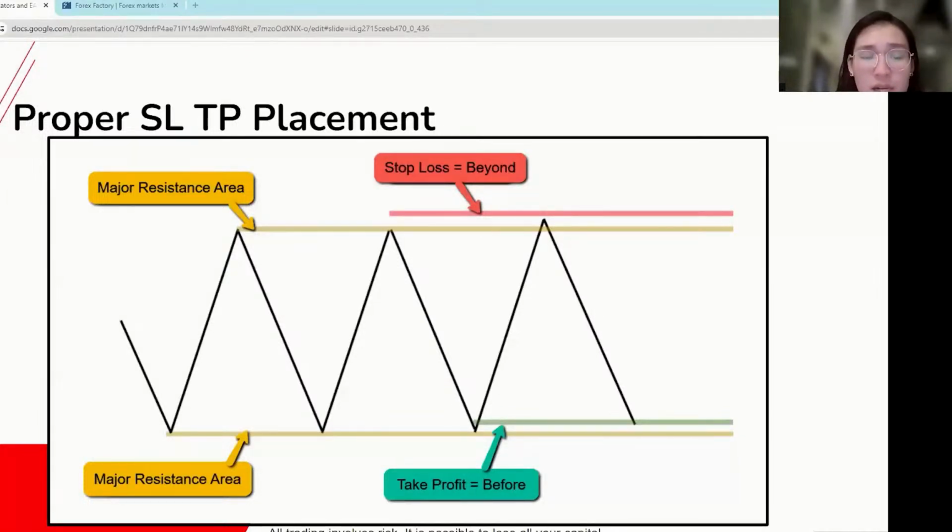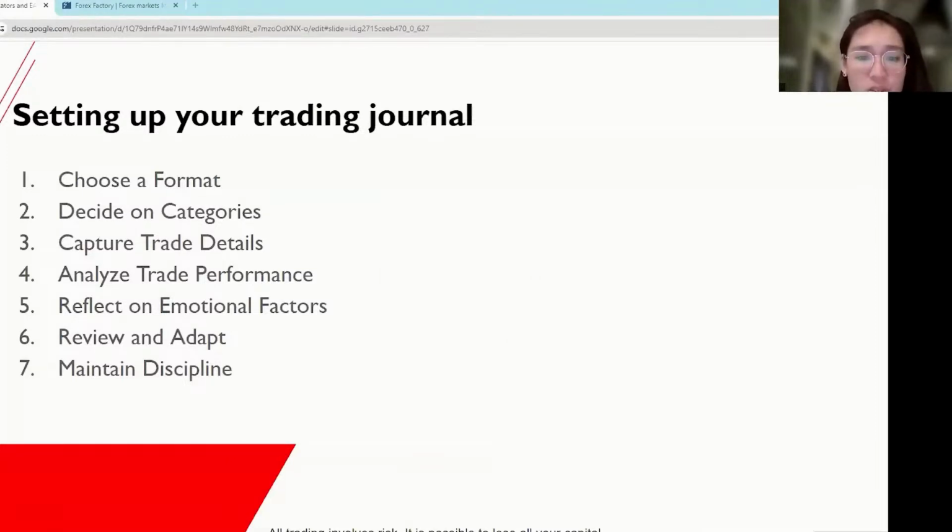Okay, so some other trade management tips, especially if you are trading on your MT4, MT5, would be to use a trading journal. So here's some tips on how you can set it up. And it's relatively straightforward. So firstly would be to choose a format. This can be a physical notebook, a spreadsheet, a digital document, or specialized trading journal software. So it all depends on your preferences and the level of detail that you wish to track.